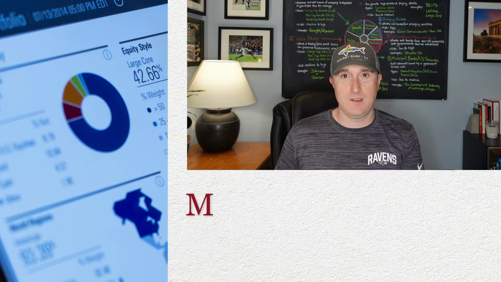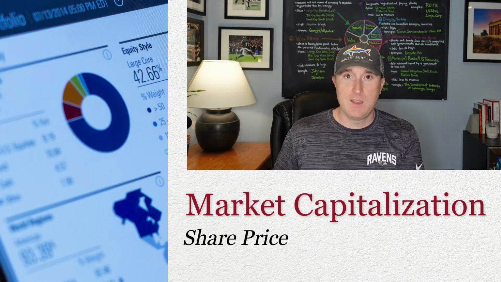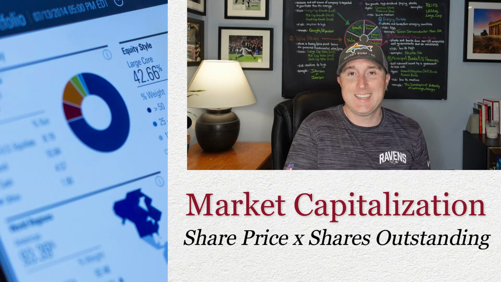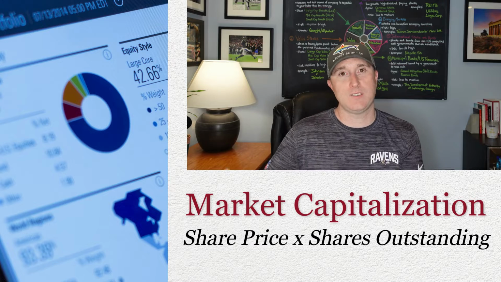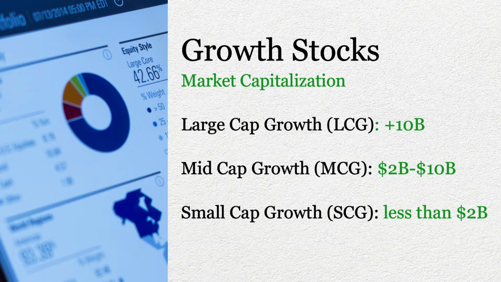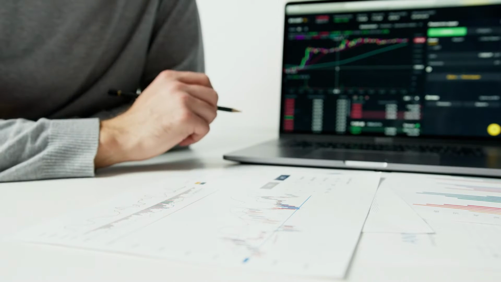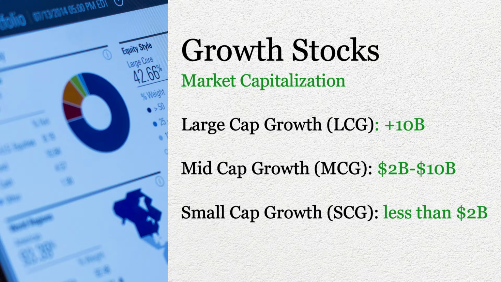Large cap growth stocks are going to have a market capitalization over 10 billion. Market capitalization, aka market cap, is going to be the share price times the number of shares outstanding. So large cap growth is going to be 10 billion of market cap or higher. Mid cap growth is going to be in that $2 to $10 billion range of market cap. And then small is going to be anything below 2 billion in market cap.